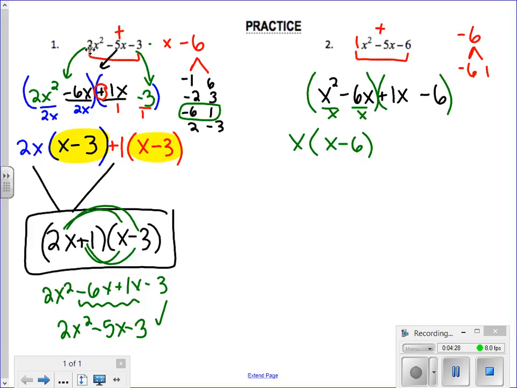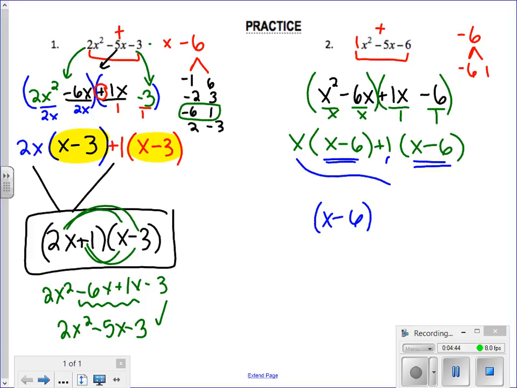A GCF for the second set is positive 1. When I divide by 1, I'm again left with x minus 6. These are all good things because look, x minus 6 and x minus 6 is the same. But then I can bring down the x and the plus 1 to give me the rest of my factored form. All right, there's number 1 and 2 on the notes practice.